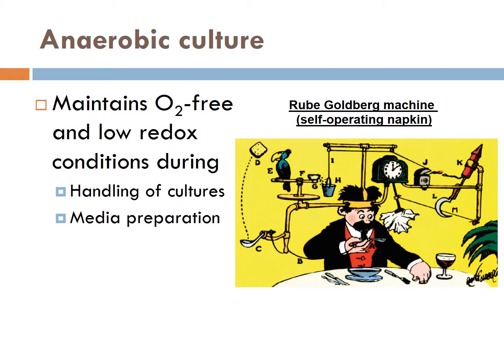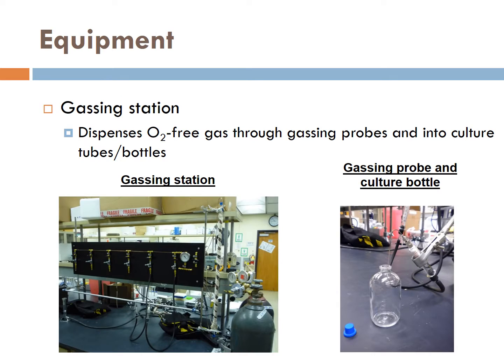in the complicated steps. The gassing station is the centerpiece of any anaerobic lab. It dispenses oxygen-free gas through gassing probes and into culture tubes or bottles. The gassing station we see on the left is connected to CO2, nitrogen, or hydrogen tanks. The flow of that gas is controlled at the gassing station using valves. The gas is eventually routed to a gassing probe as we see at the right.